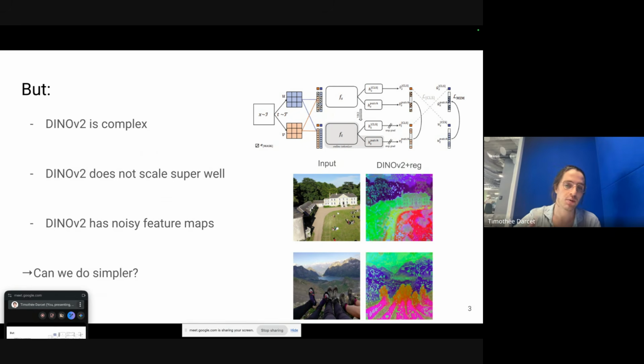Also, I would like to say, I think it does not scale super well. Now, this is, of course, a bit maybe controversial to say because, well, DynoV2 is scaled, and now we've got DynoV3, so it's even worse. We've got pretty big models, but it's hard to scale them.